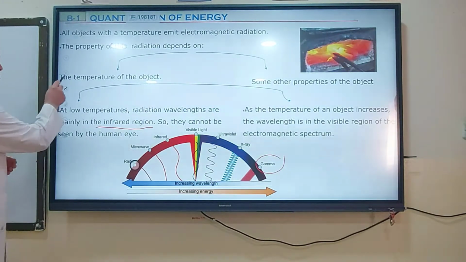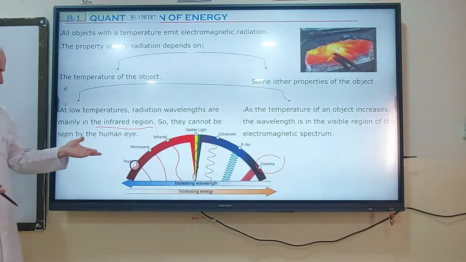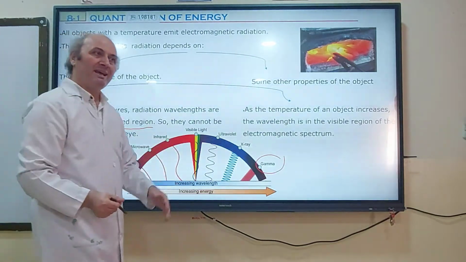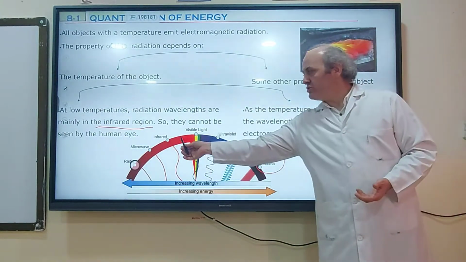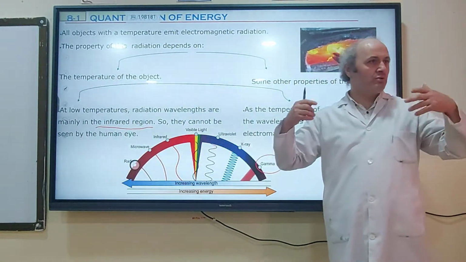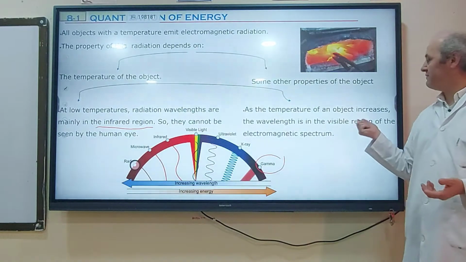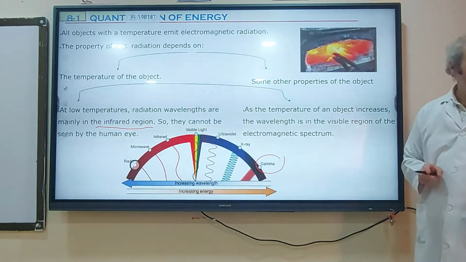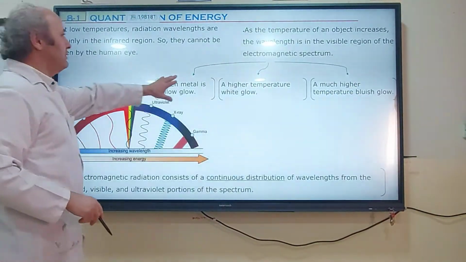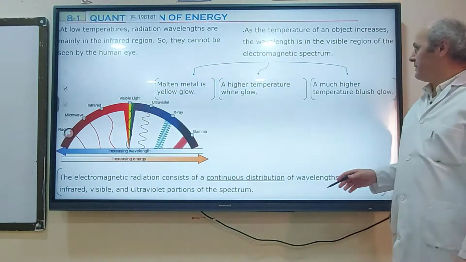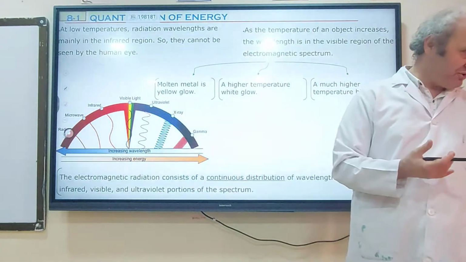So at low temperatures, radiation wavelengths are mainly infrared, not visible, and a very low radiation, so they cannot be seen by the human eye. But as temperature increases, this infrared radiation enters the visible region. You start seeing it. So as temperature of the object increases, the wavelength is in the visible region of the electromagnetic spectrum. This is a good example. Your book explains how iron, when you melt iron and increase the temperature, how its color shifts.